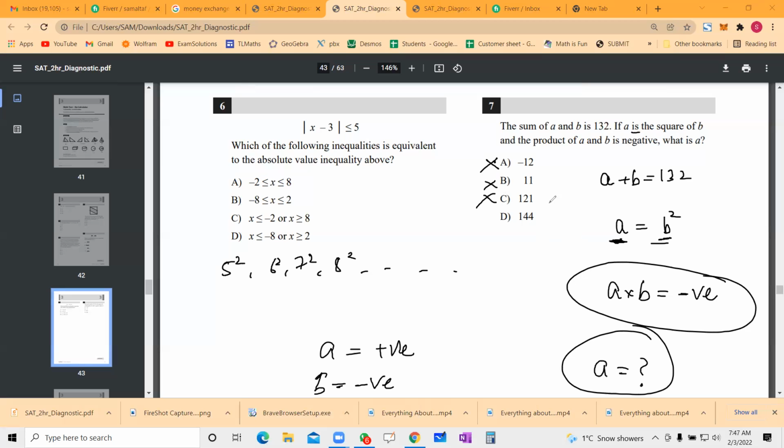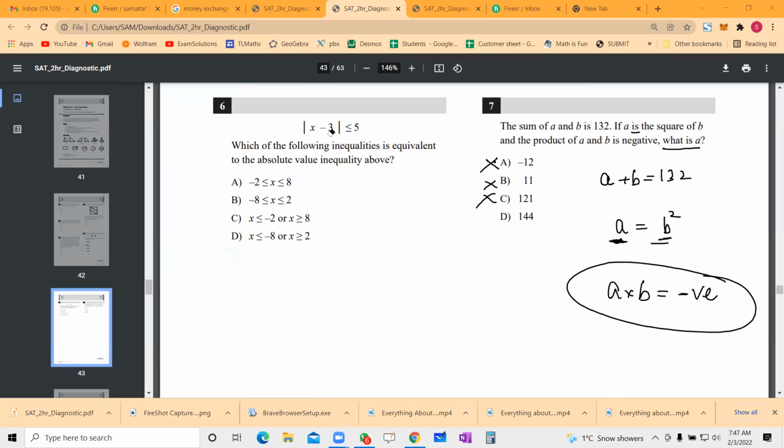I think we are doing wrong. We are calculating A, isn't it? Oh, yes. So we were doing a little bit wrong here. Let's try to plug in again. If A is 11, then B will be 132 minus 11, right? Yes. Or you can say if A is 11, B would be square root of 11, right?